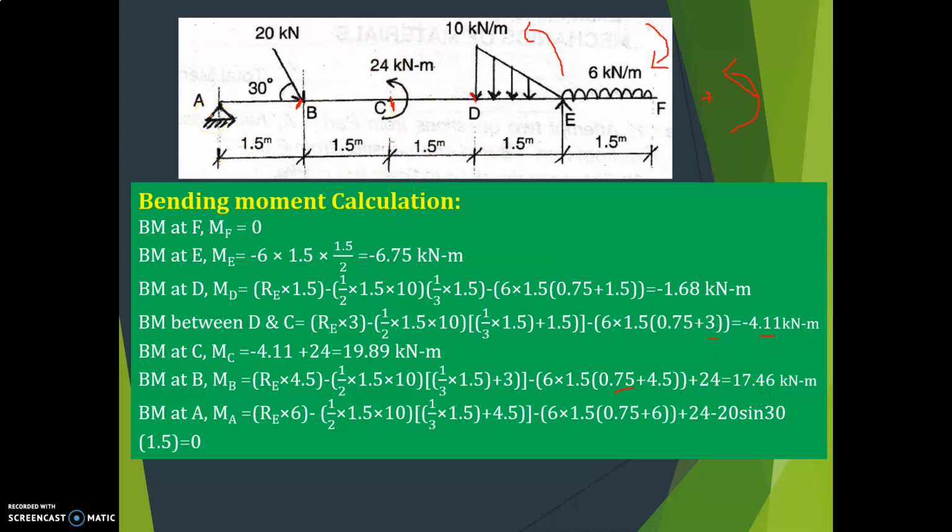Then at A, obviously you have to get 0, but you have to write the equation, so how can you write? RE into 6, full this distance, then minus half into 1.5 into 10 into 1/3 of 1.5 plus 4.5, okay, then minus this 6 into 1.5 into half of 1.5, that is 0.75, plus this 6, okay, then this 24 is there, plus 24 minus 20 sine 30, this is acting like this, minus 20 sine 30 into 1.5, okay. So this is the bending moment calculation.